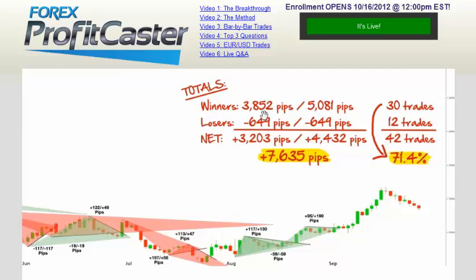We've got winning trades on the first half position, because remember, we're scaling out of these trades in 2 steps. On that first half, there were winning trades of 3,852 pips. On the second half, 5,081 pips, even better. The losers on both the first and second half were both 649 pips, for a net gain of 3,203 pips on the first half and 4,432 pips on the second half. Total of 7,600 pips in a little over a year and a half. And this is just one pair, the Euro-US dollar, out of the 8 pairs that Forex ProfitCaster analyzes.